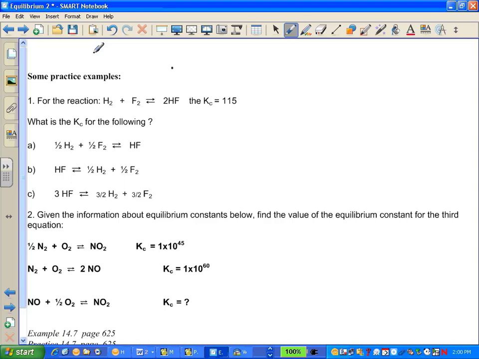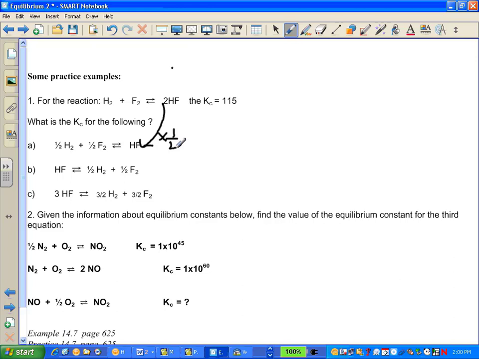What we need to do in order to determine the new Kc is to first decide what kind of manipulation was done on the equilibrium. If we compare the original equilibrium to this equilibrium, what we can see is that it's showing up in the same direction, but it's been multiplied by 1/2. All of the coefficients have been multiplied by 1/2.